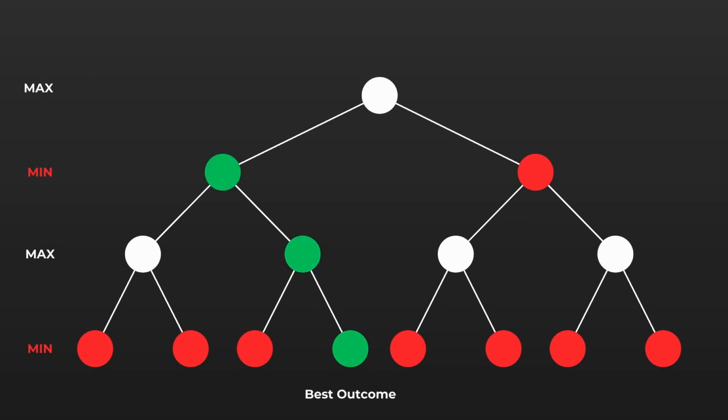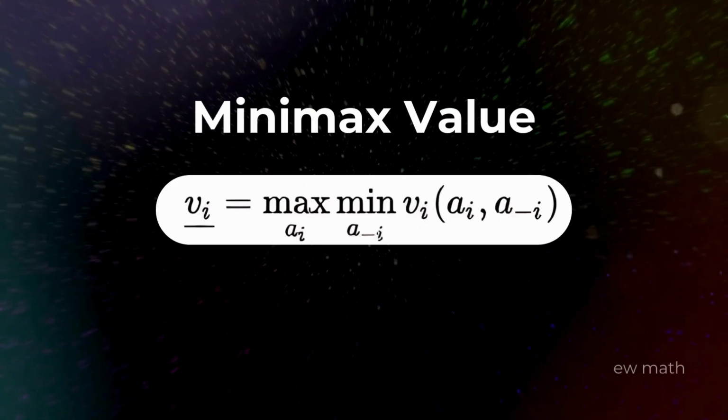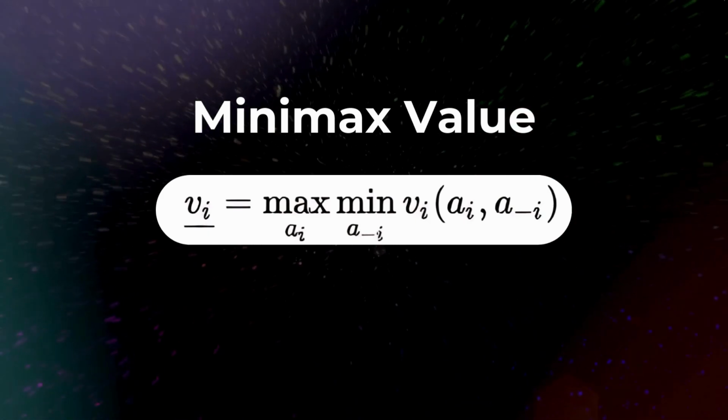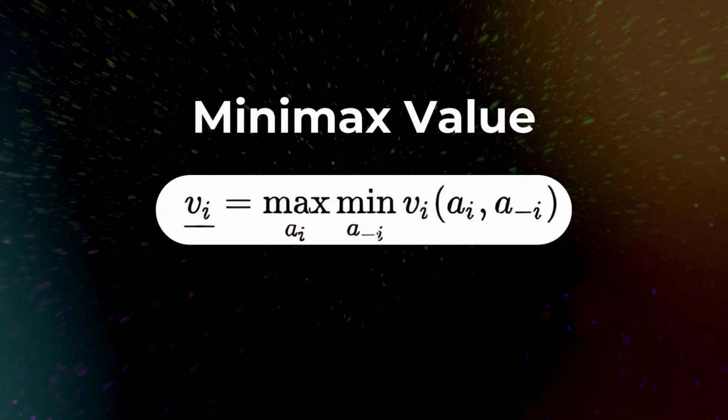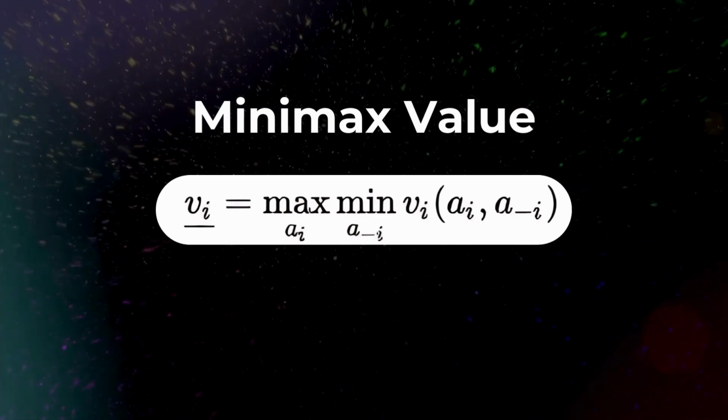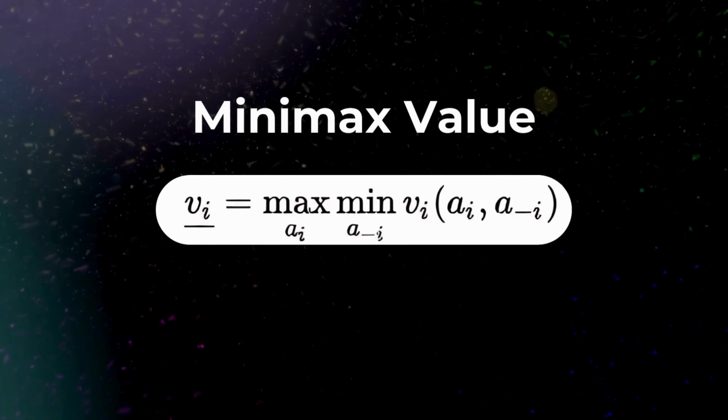It does this using a formula that looks a bit like this, where i is the index of the player, minus i is the index of every other player except the current player, a is the action chosen by a player, and π is the value function of the player i. And now that I've lost half of your attention by introducing math into this situation, let's move on to efficiency.